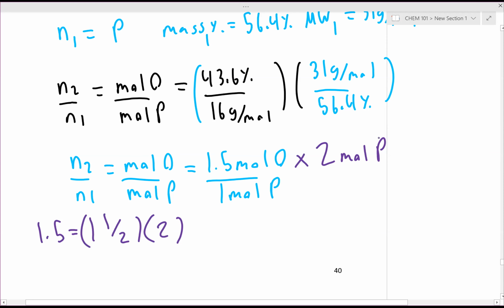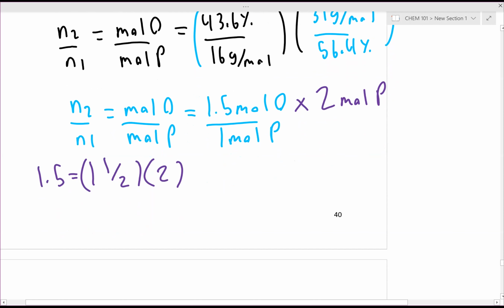So then, that in turn gives us 3 moles of oxygen and 2 moles of phosphorus. So what would our empirical formula be? Yep. So that would give us an empirical formula of P2O3. So this is our empirical formula.